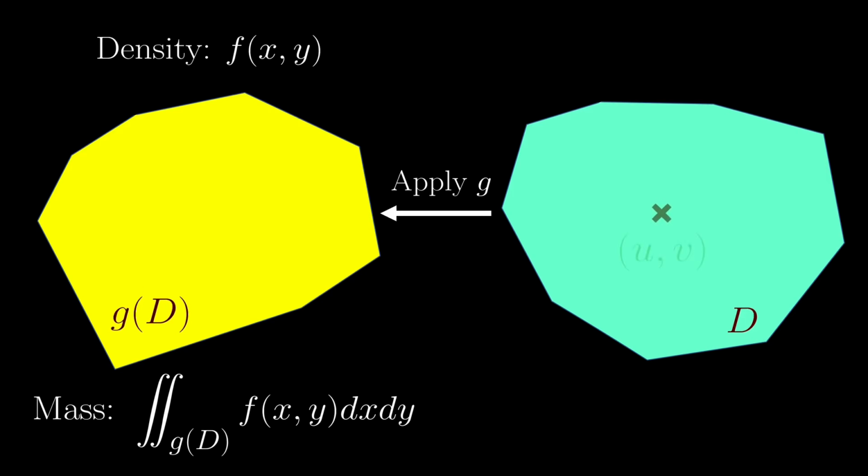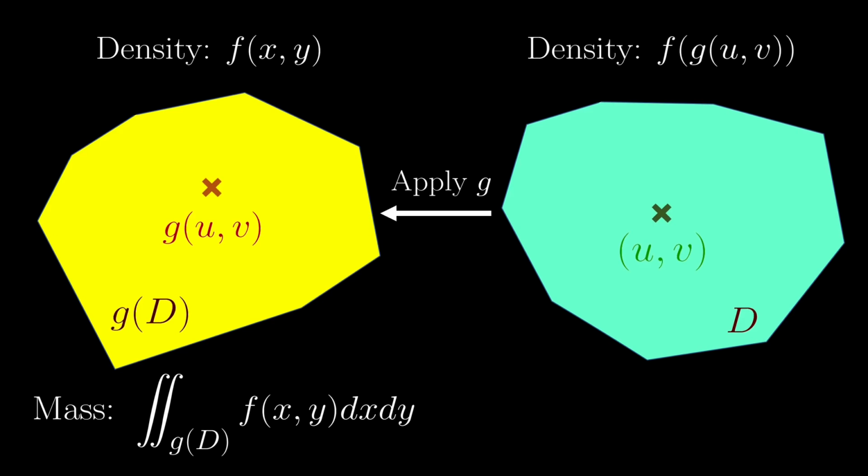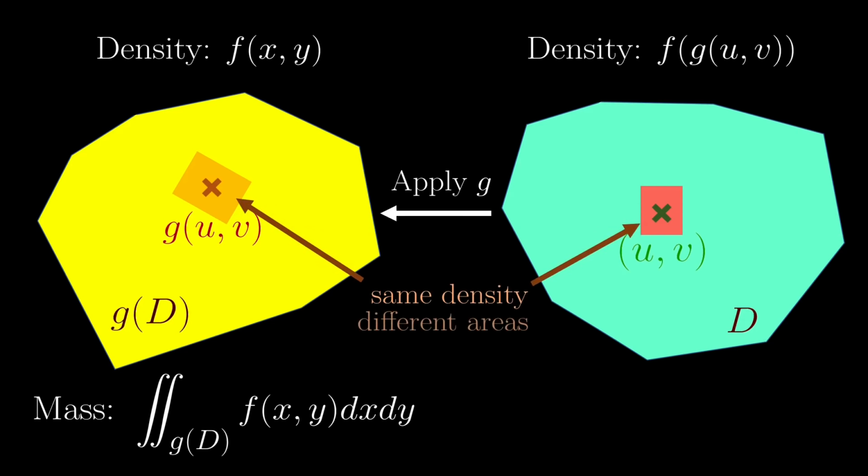Again, if we have some random point u v in the region D, after mapping by g, it ends up in g of u v, and we have density f of g of u v at this point. This doesn't make the two regions have the same mass yet. A small rectangle in region D containing u v will map to some region containing g of u v. These two regions have the same density but different areas.